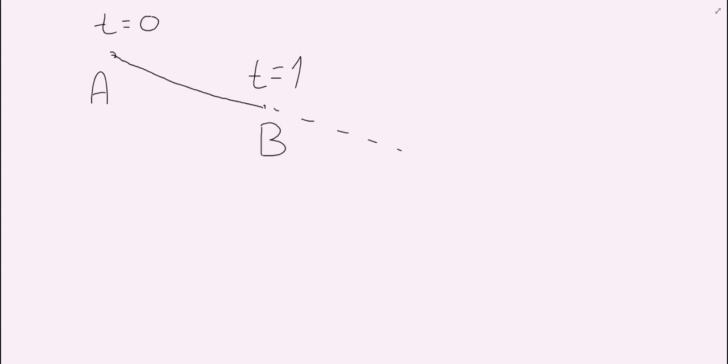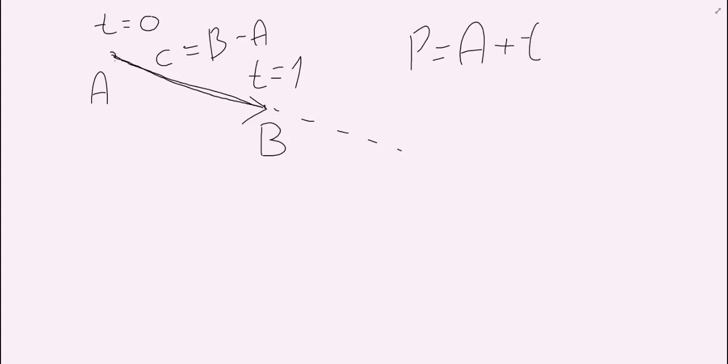One way is to simply make a vector here, the vector c, and we'll calculate that vector simply by saying c equals b minus a, and then we can simply say p equals a plus t times c, same as in the previous example.